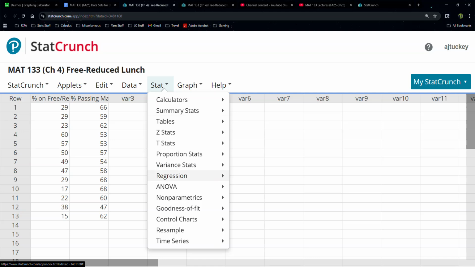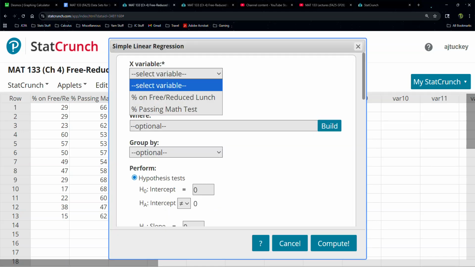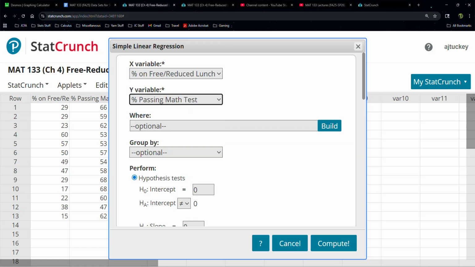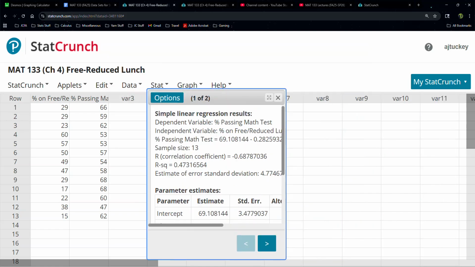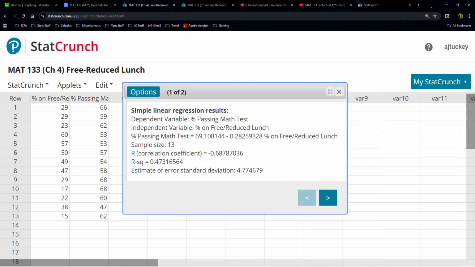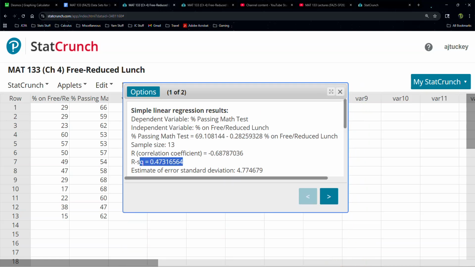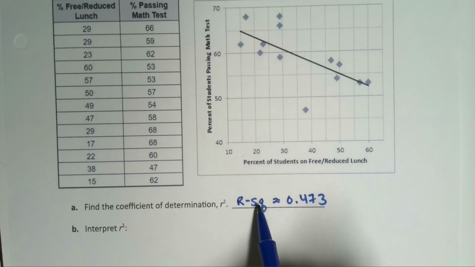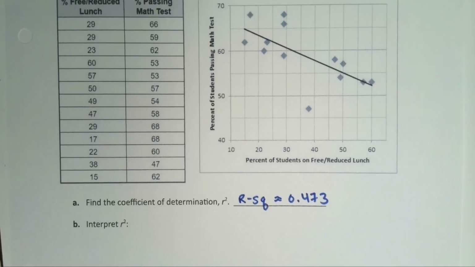We go to stat, regression, simple linear. The first column is always our x and the second column always our y. That's just the way I set up the course. And then I click compute because none of the rest of that matters. And remember, this is giving us a whole bunch of information that we don't need. All we need is in this top section right here. R squared, SQ stands for squared, right? So that's your coefficient of determination. So R squared is 0.473 if you're doing 3 decimal places. And I wrote RSQ because that's what R squared is.